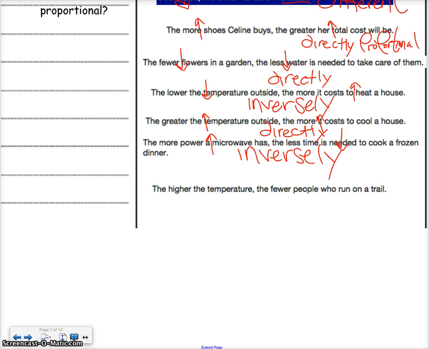Okay, the higher the temp, the fewer the people to run on the trails. So higher the temp, fewer the people, different. So this is inversely proportional.